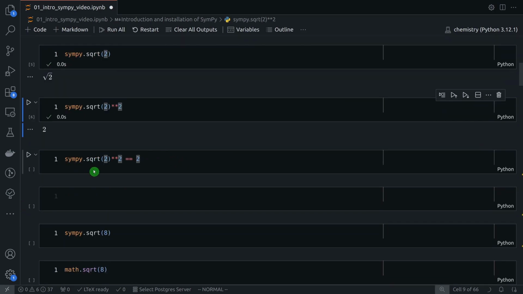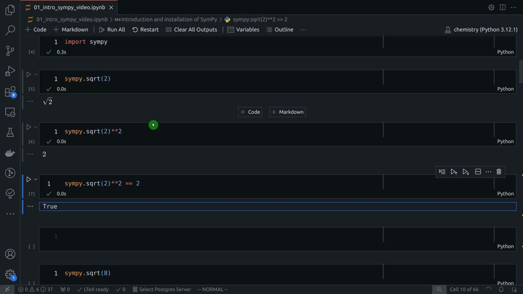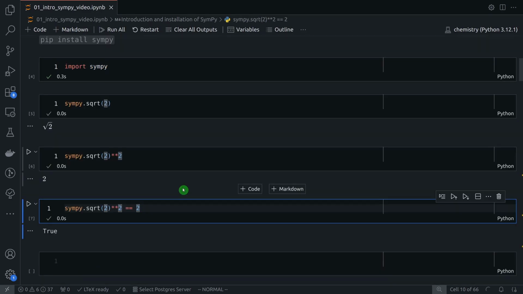Now we can make this comparison here. We can see that we have this result as True because the left side equals the number 2 and 2 is equal to 2. So we have a comparison that results in True. And that's what is expected from a mathematical point of view. And that's the power of a symbolic computer algebra system.